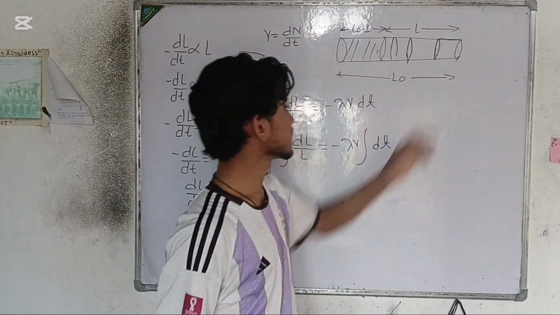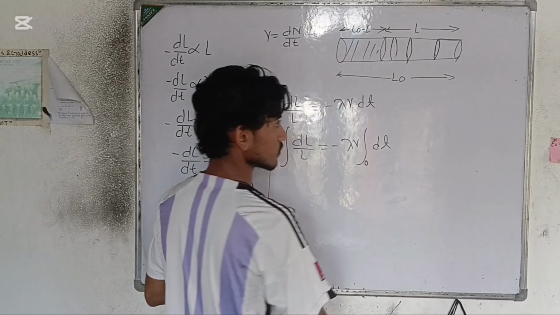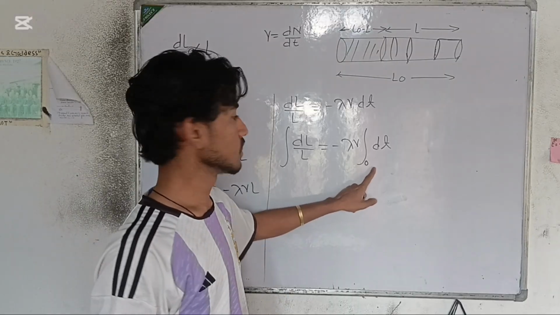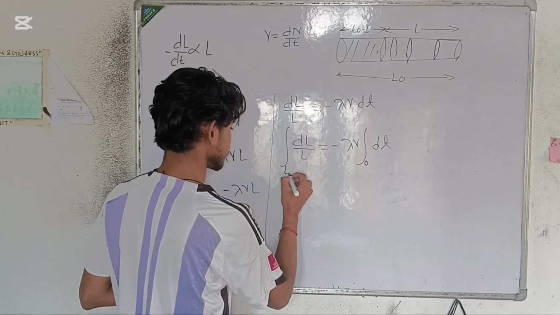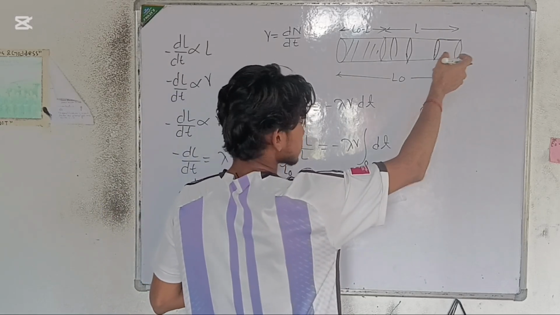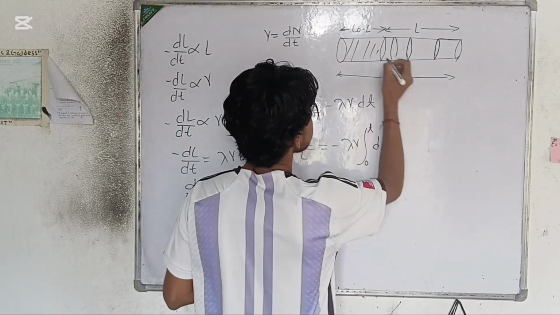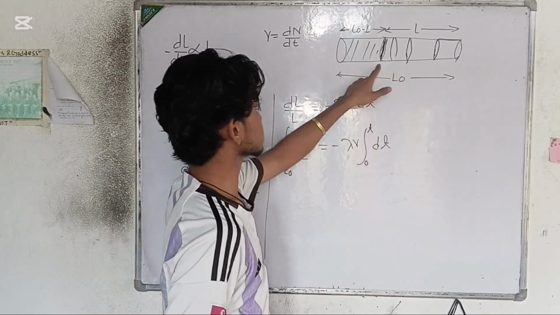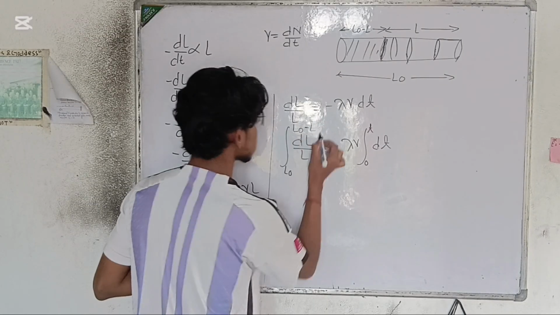When our t is 0, before igniting, that would be our time 0, and the corresponding length is actually L naught. When we ignite this with a lighter and start inhaling and exhaling the smoke, the time will be a certain time t when we reach up to here. So this would be our t, and the corresponding length is going to be L naught minus L.